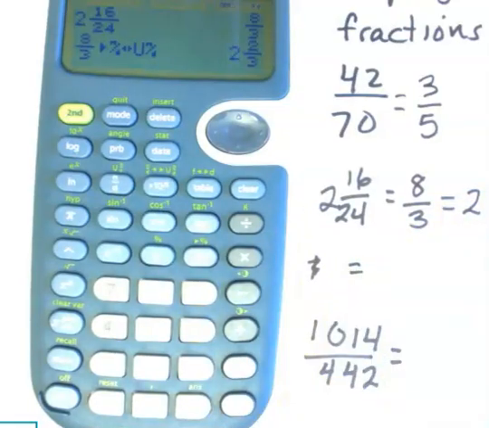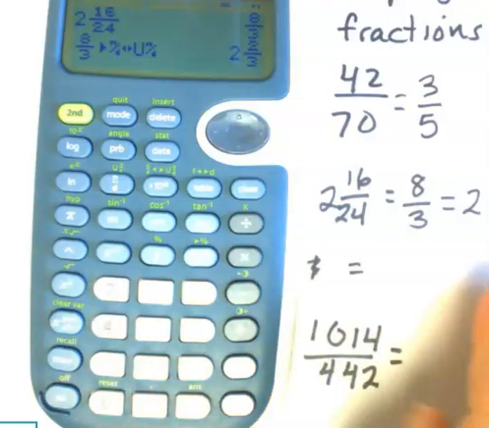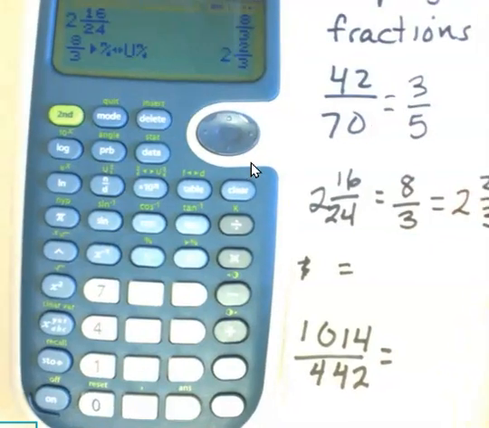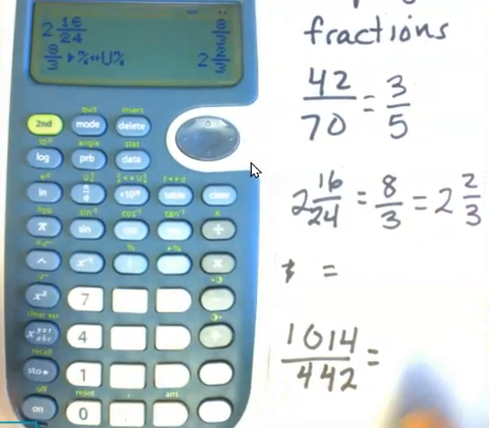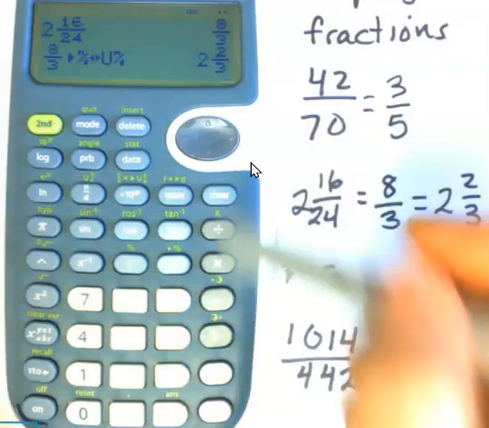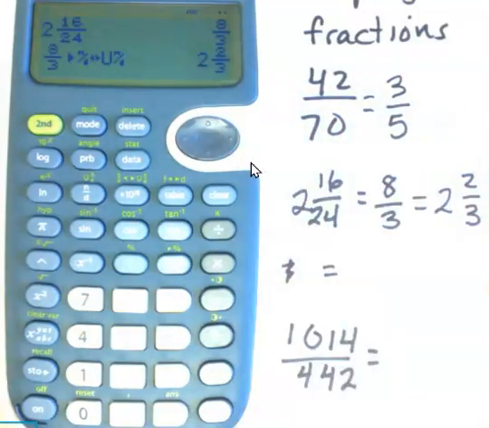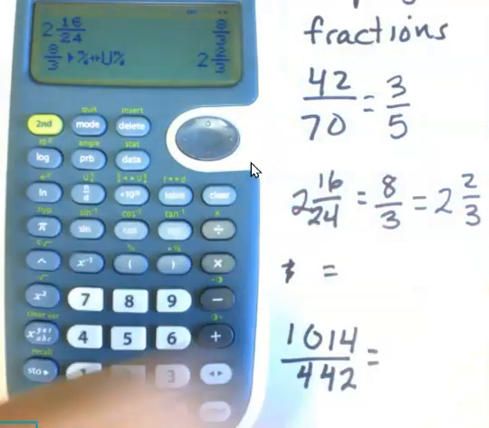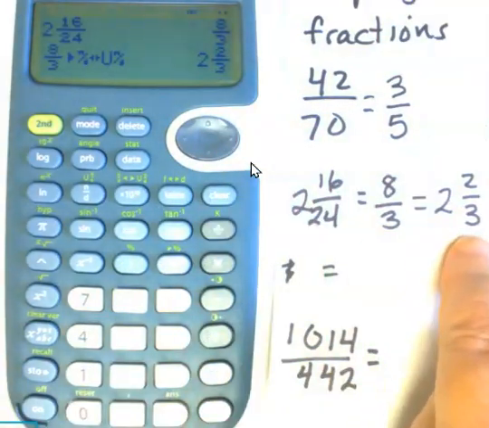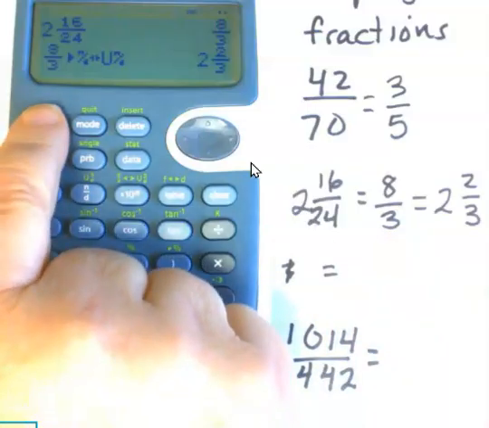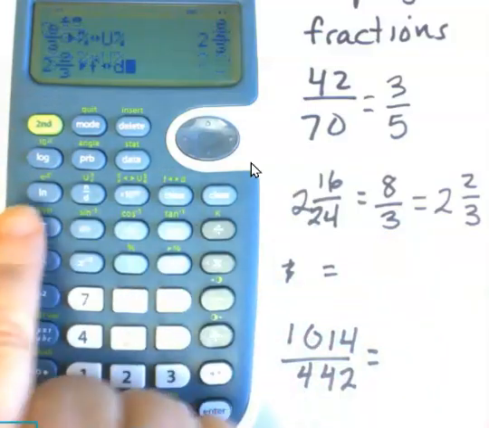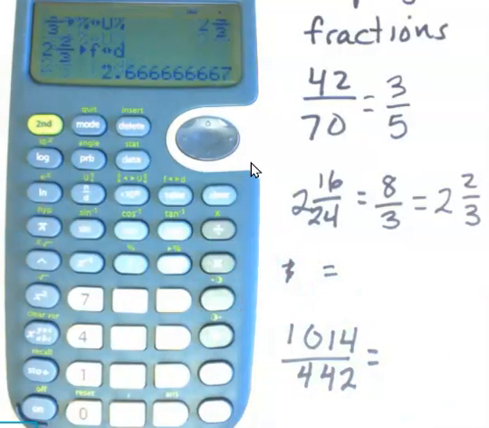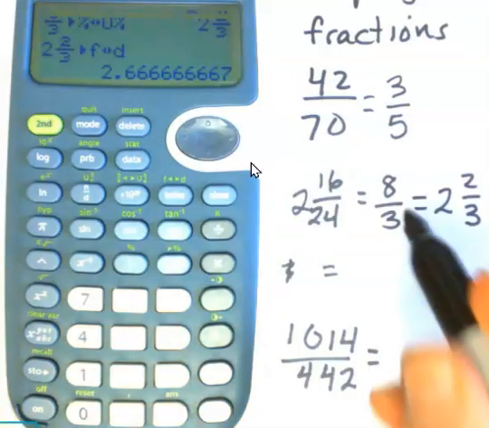Notice when I press a button, it is taking the thing that was already on the screen, so the calculator's default is to say, oh, you're having me do something new. I bet you're having me do it to the number that's already in the screen. So I don't need to type in 8/3 again. I don't need to type in 2 2/3 again. I'm going to turn this into a decimal. So I did second and this button to get the fraction to decimal, and that gives me the decimal.